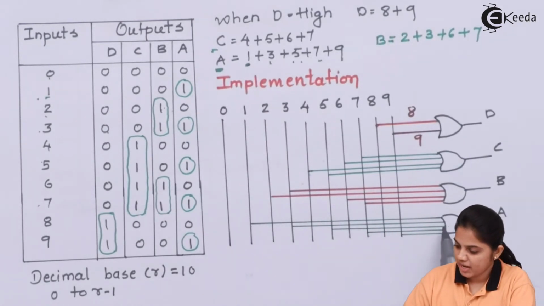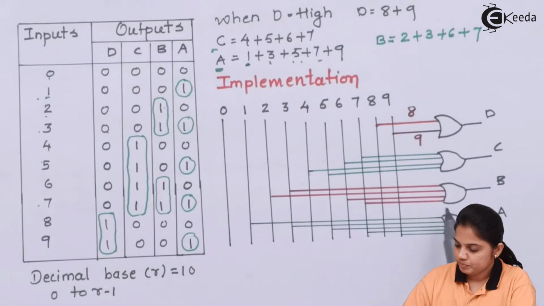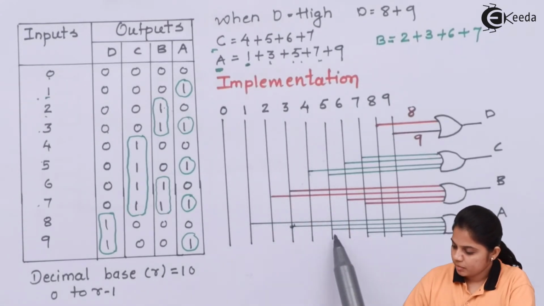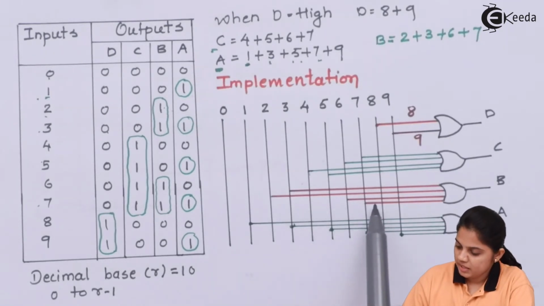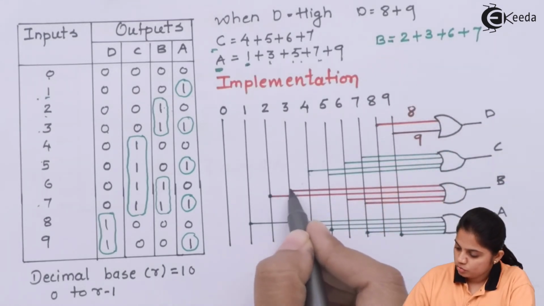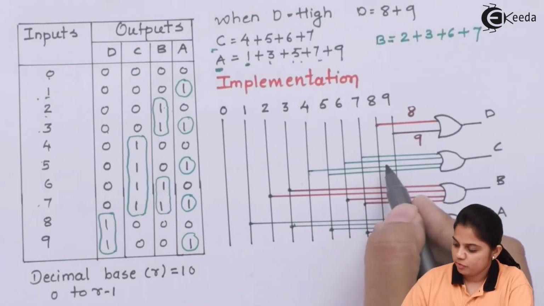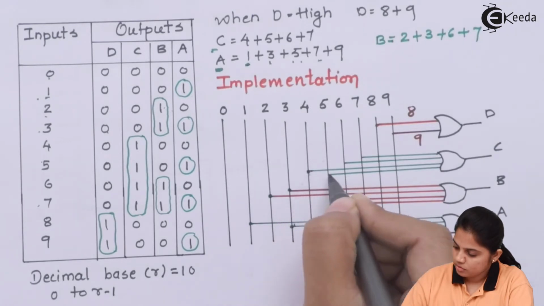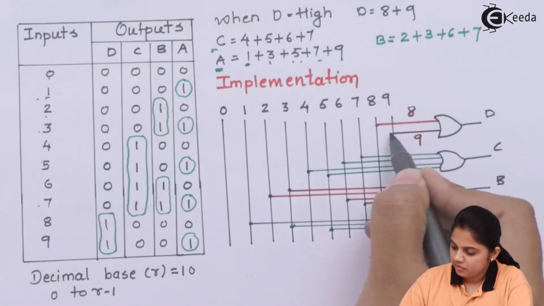You can see for A it is the addition of 1, 3, 5, 7 and 9. So line number 1, line number 3, line number 5, 7 and 9 should get connected with OR gate A. Then A will produce output equal to high. Then for the next, B, it will be high when 2 plus 3 plus 6 plus 7. So 2, 3, 6 and 7 should get connected to the OR gate of B. Similarly for C, we have 4, 5, 6 and 7, and for D we have 8 and 9.